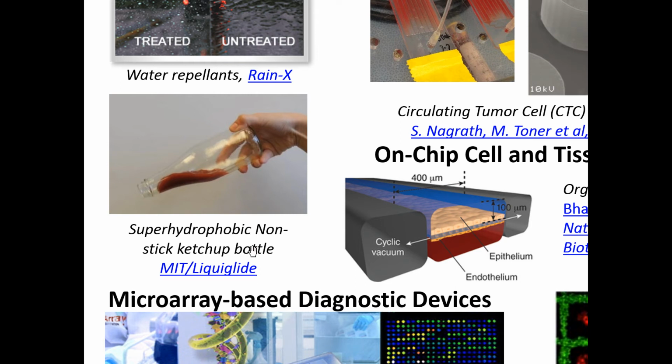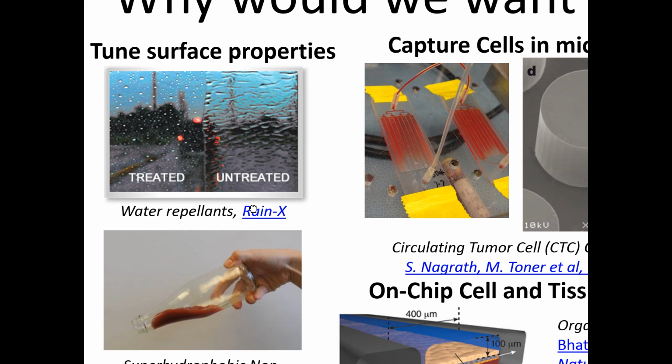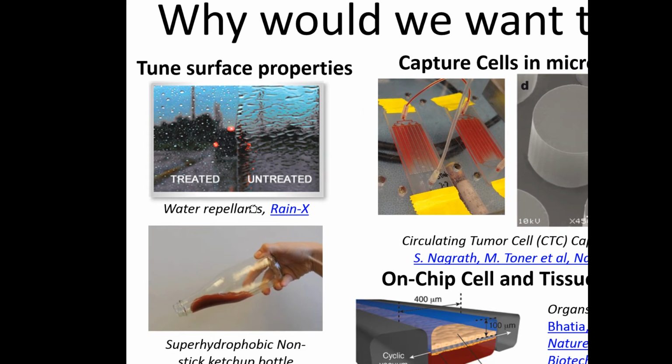Now, Liquid Glide is actually doing something interesting. They have surfaces that are impregnated with a liquid, so it's a surface that actually has liquid-like properties. It's very slippery. So these are examples where you just want to change the overall surface properties of the device.